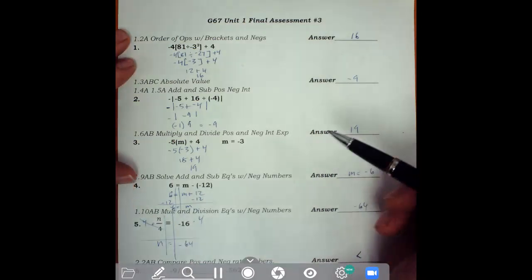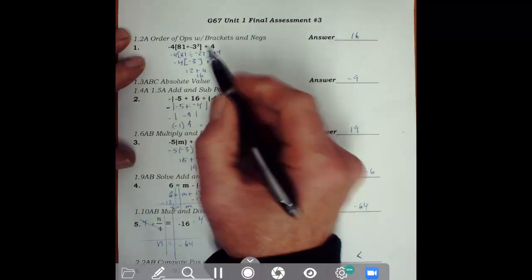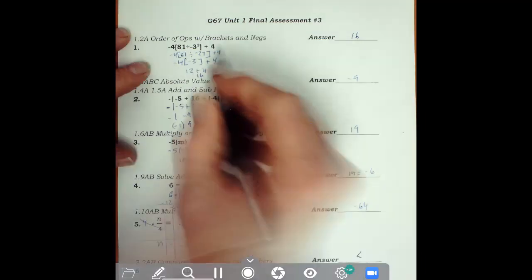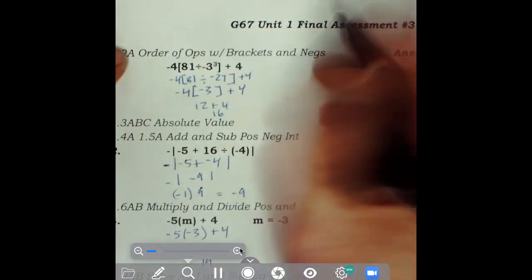I already got the answers down, but I want to go over this final assessment number 3 with you just so you could see where you went wrong. First question, most commonly missed question. Let me make it bigger. First thing you have to do is go inside here.